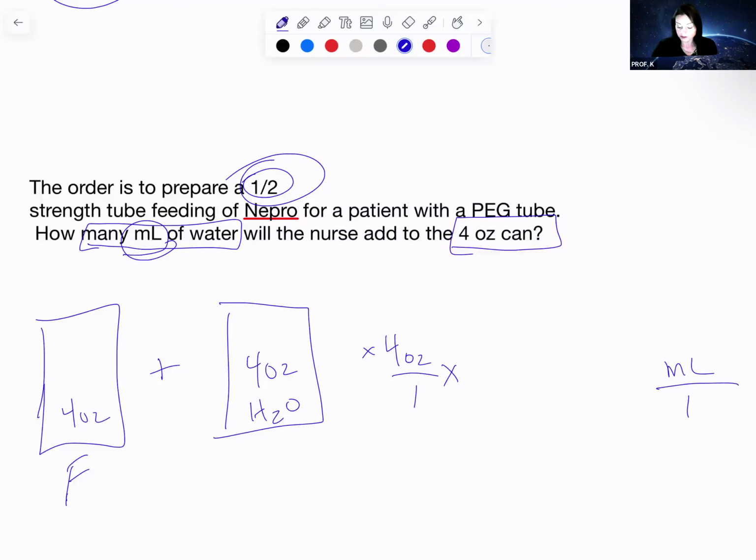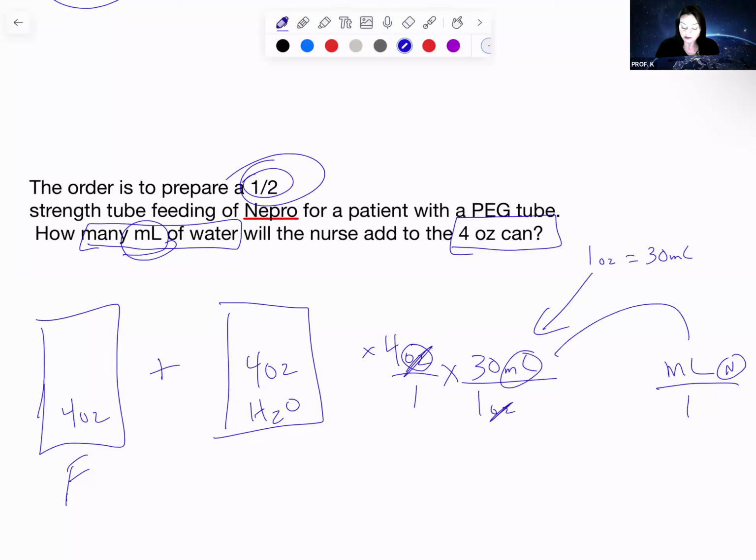Make sure milliliters is in the numerator. Now, how do I get rid of ounces? I have to think, what's my conversion? I should know by now 1 ounce is equal to 30 milliliters. I'm going to use it in my problem. 1 ounce, 30 milliliters. Cross off my ounces. I have milliliters. That's all I need. Everything else is crossed off. Now it's just math. 4 times 30 is 120. 1 times 1 is 1. My answer is 120 milliliters of water. Boom. Life is good.